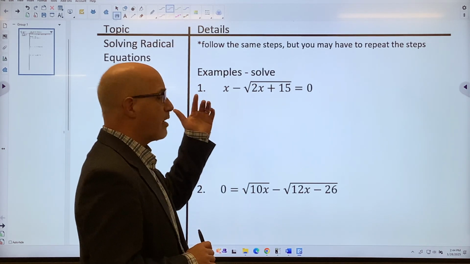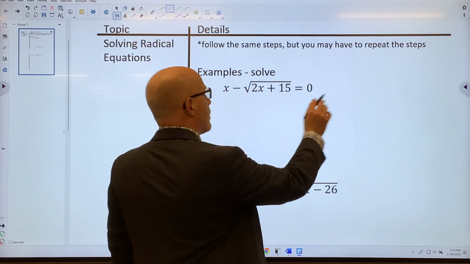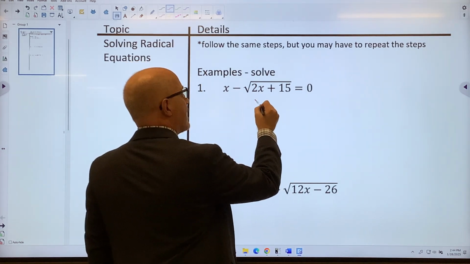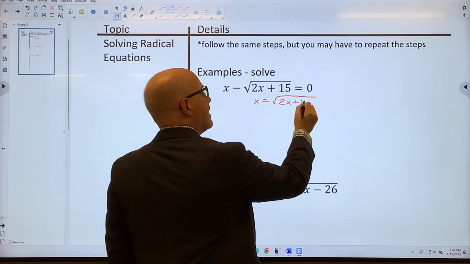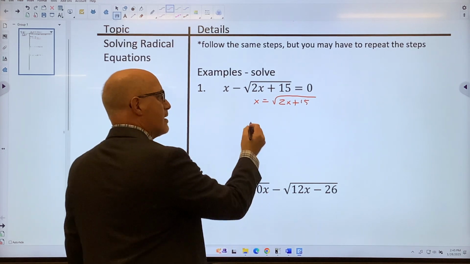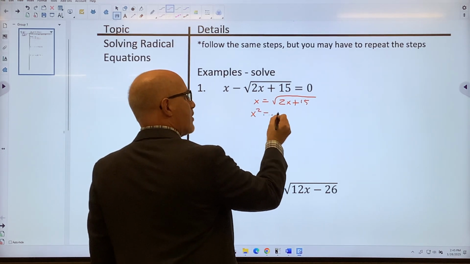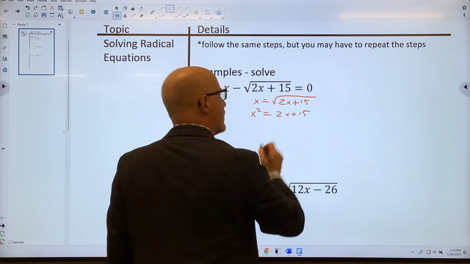So in this first one, our first step is to isolate the radical. So we're going to go ahead and add the square root to both sides. So we'll get x equal to the square root of 2x plus 15. And we do the same process of squaring both sides. So you get x squared and the square root will be gone, just leaving you with the radicand, 2x plus 15.